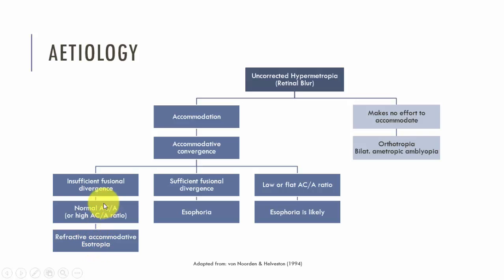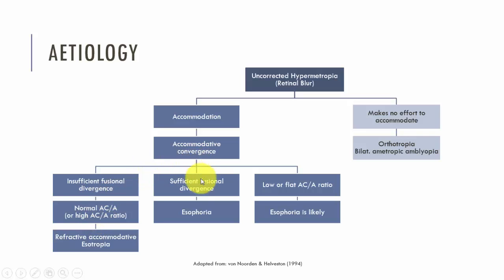Now, it's been added here that the individual will have a normal ACA ratio. If they have a high ACA ratio, it's likely that they'll be classified differently. They won't be exactly a fully accommodative ET. We'll talk about that a little bit more later, but with a high ACA ratio, what tends to happen is we have patients with a convergence excess pattern.